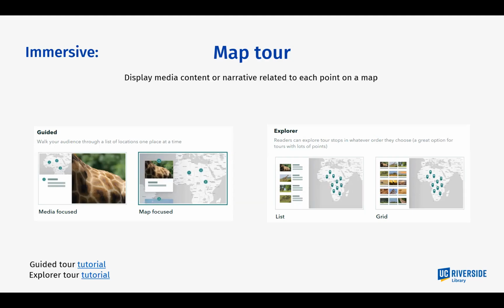If you want them to do that, then you have a choice of how you represent that tour, whether the media is taking up the large part of the screen, or the map is taking up the large part of the screen. The other option for a map tour is Explore, which does not have a set order of things. You can just have people click on different things that are catching their attention, and they can read about them and see where it is on the map just at random. And so there's 2 options there as well. You can have those things available in a list or in a grid for your user to explore.